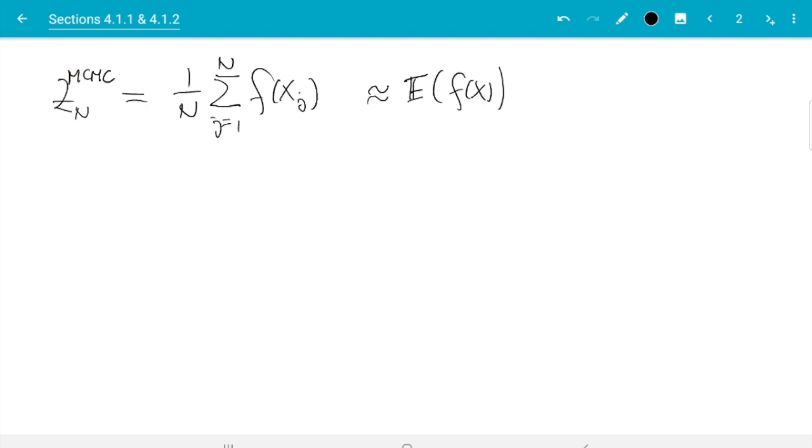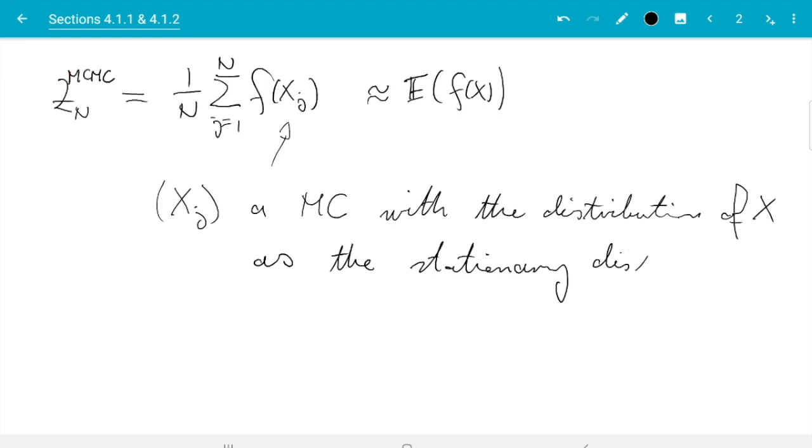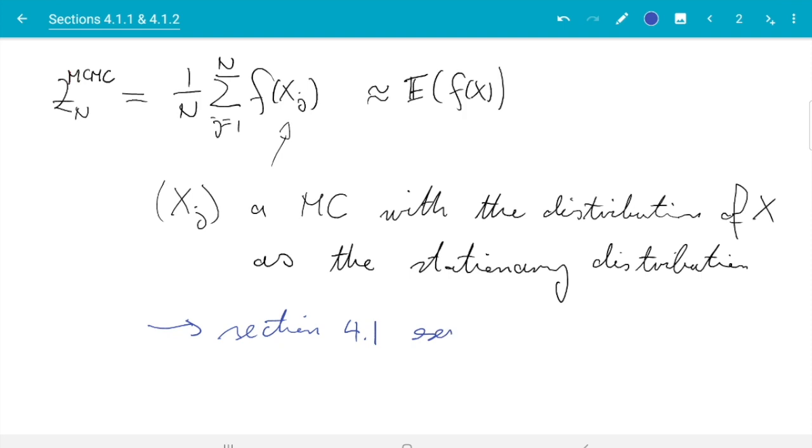First, there is the kind of obvious question, how do the X_j here relate to the X? Before, when we just did Monte Carlo estimates, we said each of the X_j has the same distribution as X does. And it will turn out that we will need to relax a bit. So X_j will form a Markov chain. I write MC here. It's a process, so it can only mean Markov chain. It cannot possibly mean Monte Carlo here. X_j, a Markov chain with the distribution of X as the stationary distribution. And in section 4.1, the first section in this chapter, we will see how to get such a Markov chain. So section 4.1 explains how to get such a Markov chain.